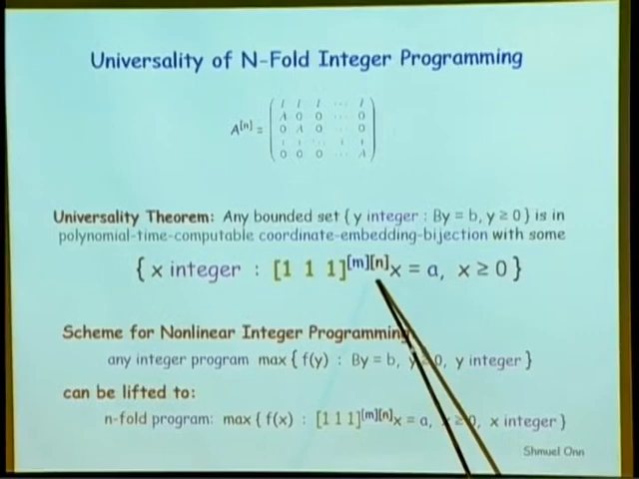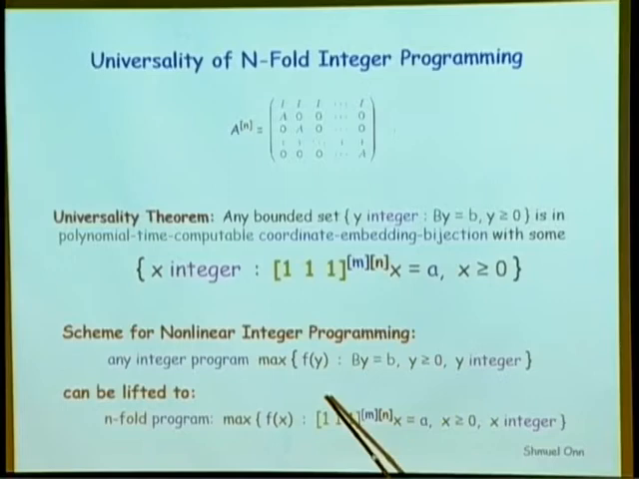Okay, so let's look here. Now consider this integer programming problem. This is a universal integer programming problem. Suppose you start with an arbitrary integer programming problem in this standard form: equations, non-negativity, integrality, and some objective function, which we want to minimize or maximize. Then we have the following scheme.